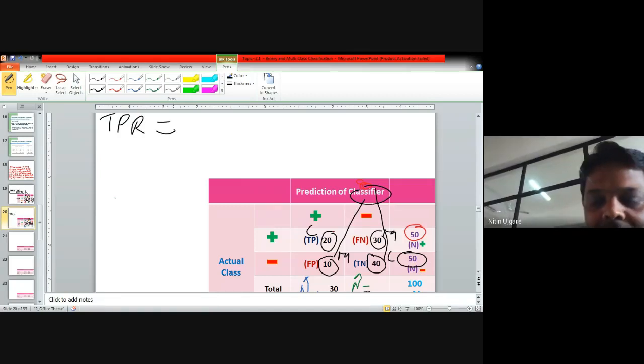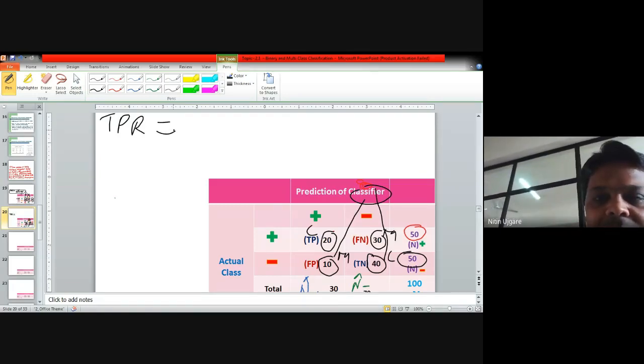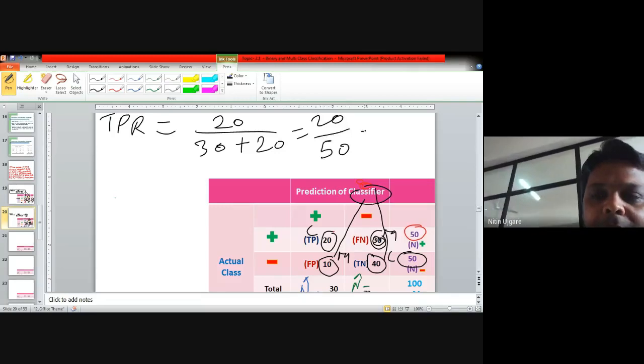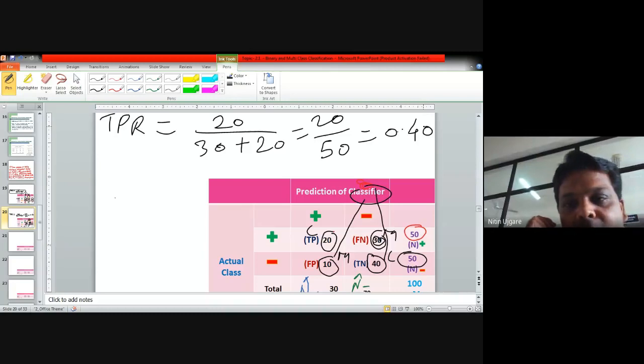Now we'll go to the TPR and find it for this example. The total number of correctly classified positive instances, that is TP, is 20. So 20 divided by the misclassified positive instances, which is 30, plus TP. So 20 divided by 50 gives 0.4, that is 40% of the positive instances have been correctly classified. Got it? So the answer is 0.4.